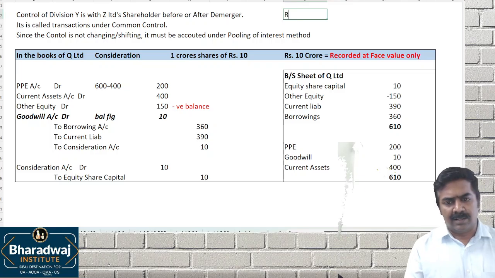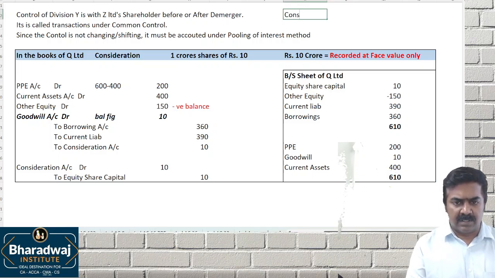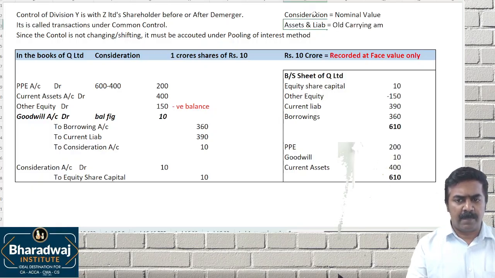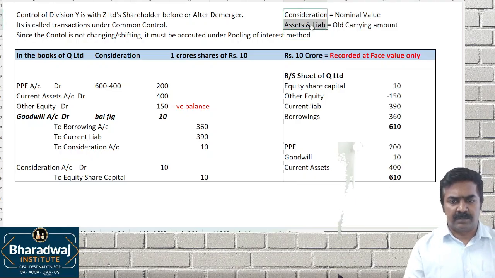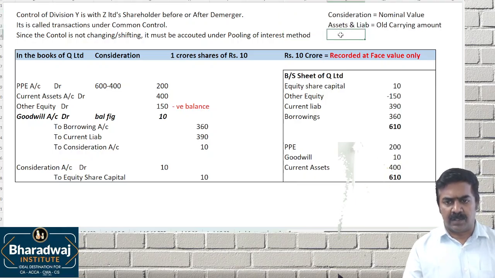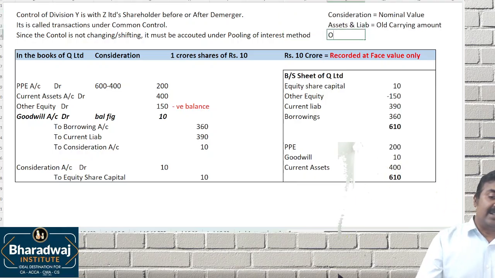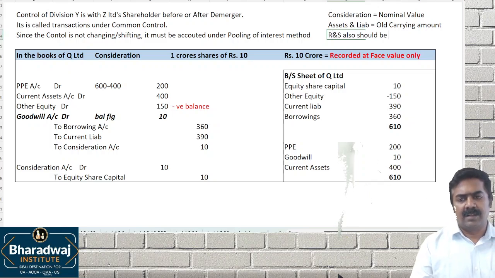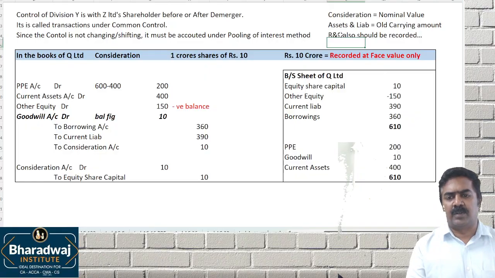Number one, recorded at what value? Consideration at what value? Nominal value. Assets and liabilities at what value? Book value, same book value. Old carrying amount continue. Then what is the next one? Balance. Most important, other equity, reserves and surplus also should be what? Recorded or taken over.